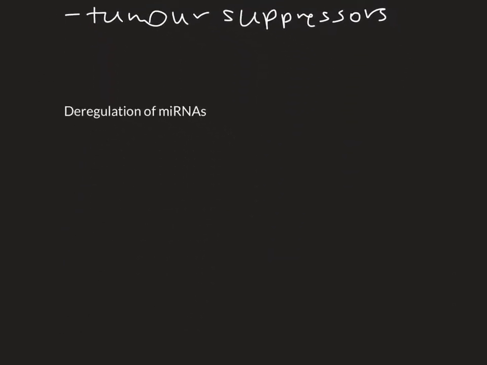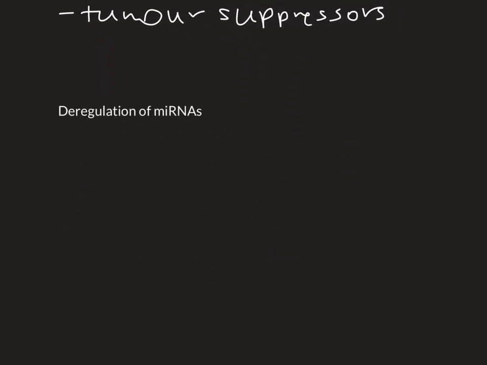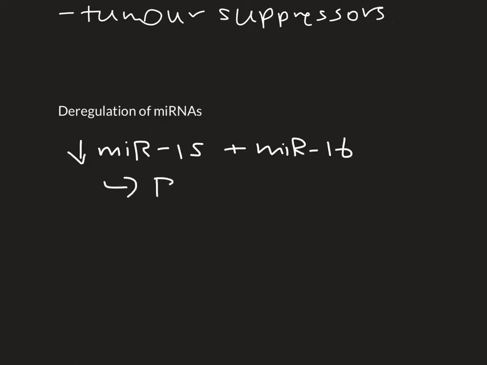As I've briefly mentioned before, the deregulation of microRNAs also plays a role in the progression of cancers, as they normally regulate genes involved in apoptosis, cell proliferation, and transcriptional regulation, which can lead to tumorigenesis. For example, the downregulation, which is a lack of regulation, of microRNA 15 and microRNA 16 results in the activation of the BCL2 oncogene. This can lead to chronic lymphocytic leukemia, or CLL.